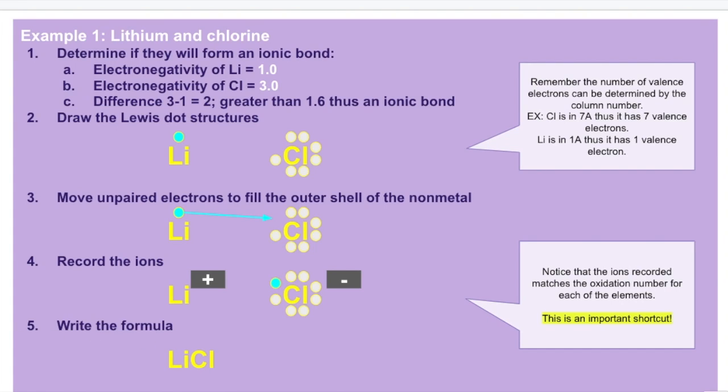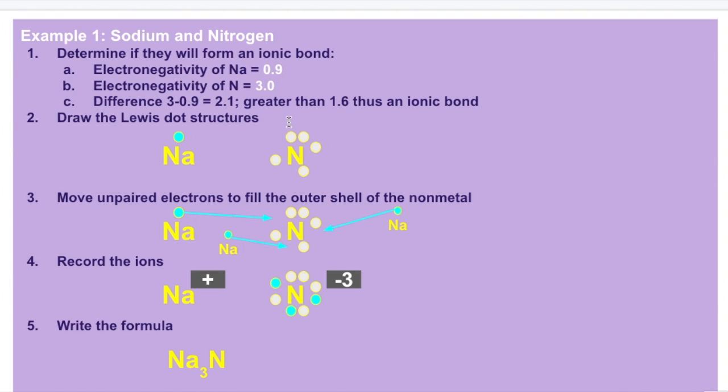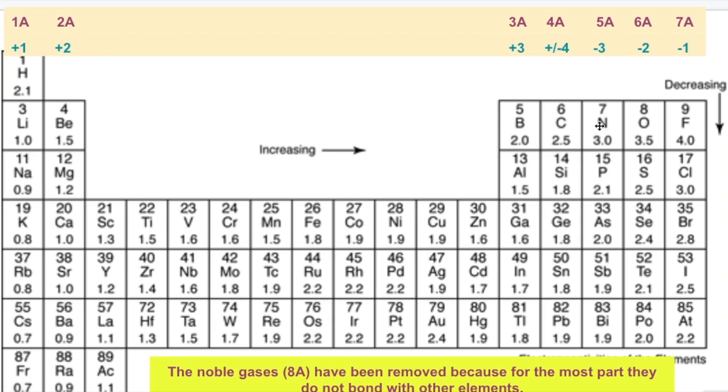All right, the next one, sodium and nitrogen. If we look at the electronegativities, the electronegativity of sodium is 0.9, and the electronegativity of nitrogen is 3. I just pulled those straight from the chart. If I subtract them, we get a difference of 2.1, which is greater than 1.6, so we know it's an ionic bond.